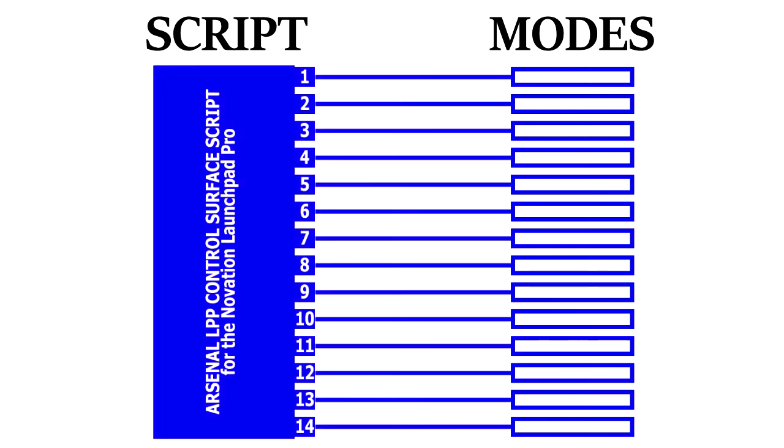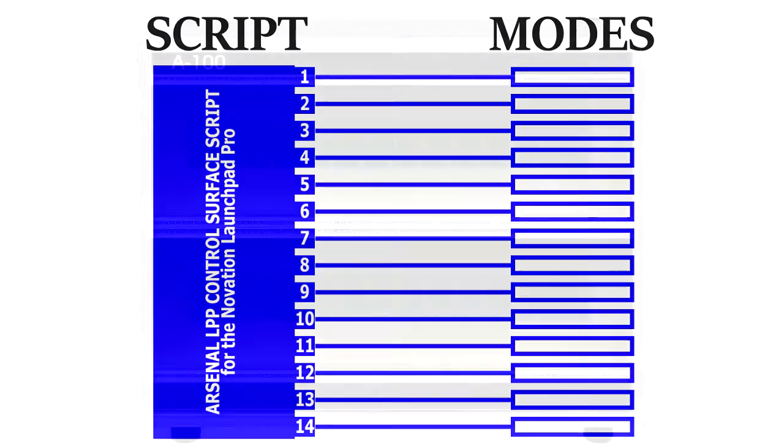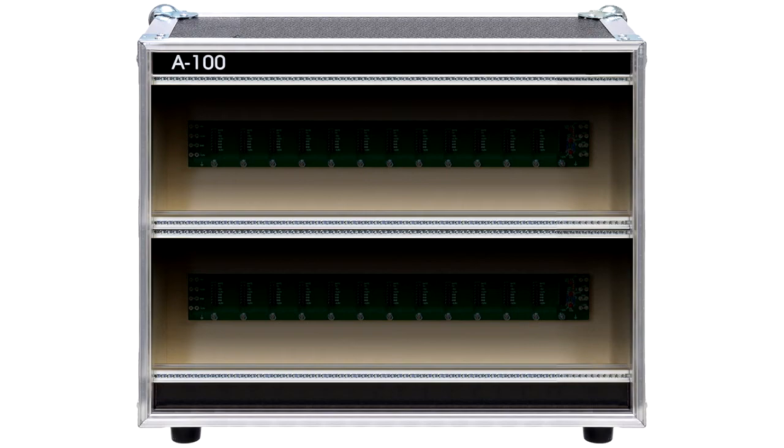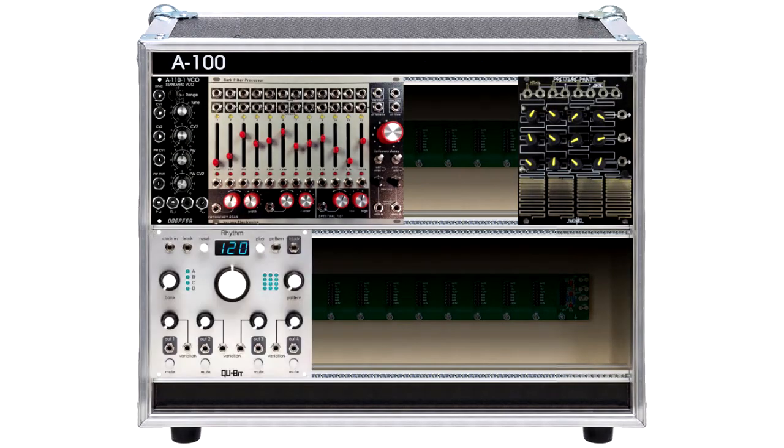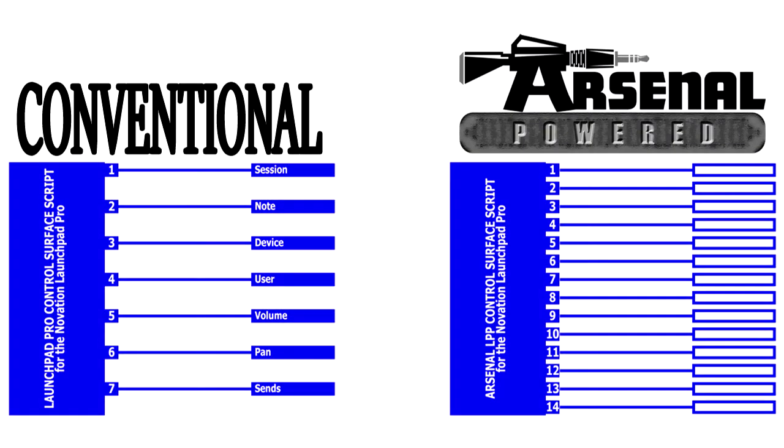Unlike conventional control surface scripts, Arsenal-powered control surface scripts do not contain modes. They simply have the ability to run modes. This architecture is quite similar to a rack for a modular synth. The rack simply has slots where you can place modules of your choosing. So the involved architectures here are quite different. If you don't yet understand why this is a big deal, that's fine. I'm going to give you some concrete examples of why it's a big deal.